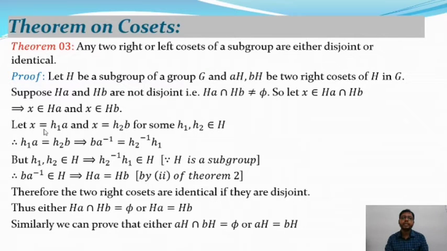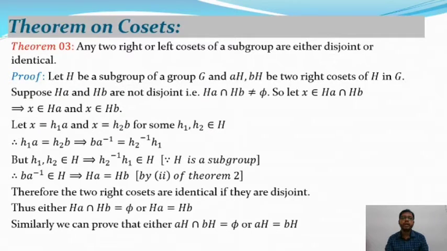So now let x be equal to h1 a and x equal to h2 b. If x belongs to Ha, from this we get x equal to h1 a, and from the second part, x belongs to Hb, we get x equal to h2 b, where h1 and h2 are two elements in capital H. Therefore, from the above two equations, we conclude that h1 a is equal to h2 b, and this implies b a inverse is equal to h2 inverse into h1.